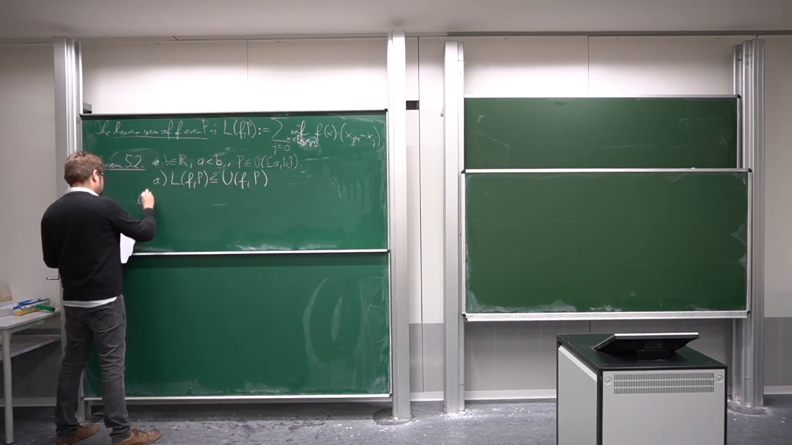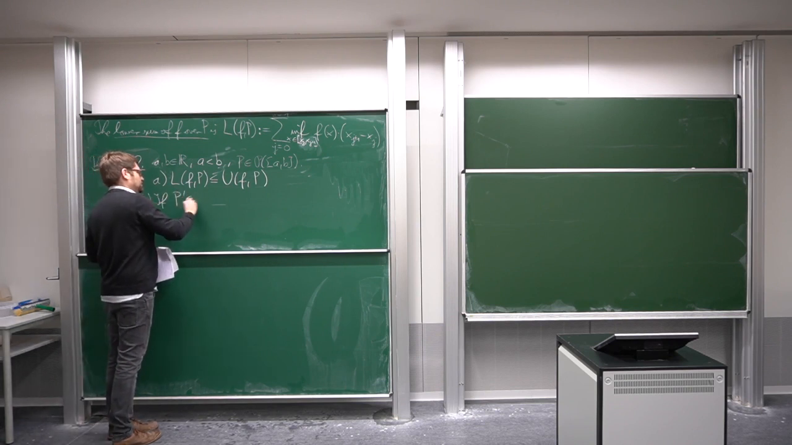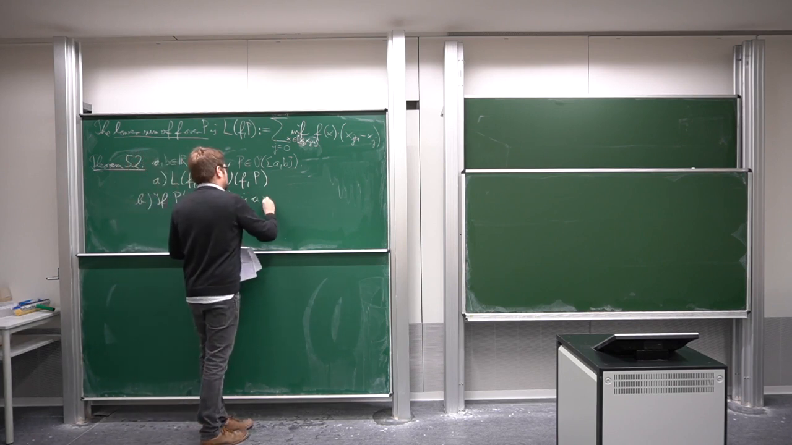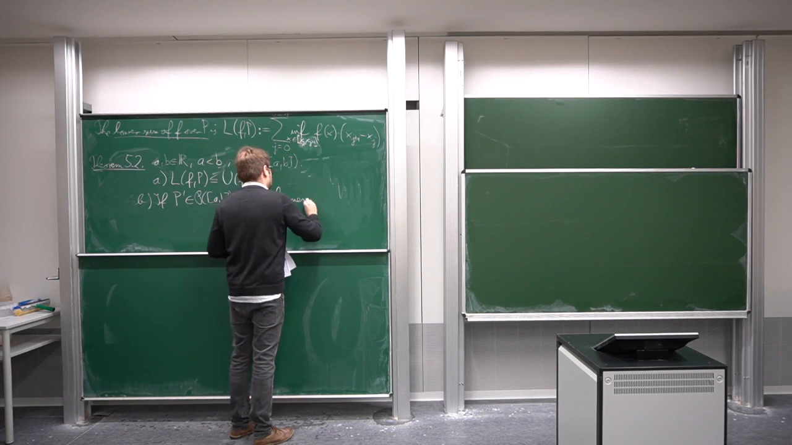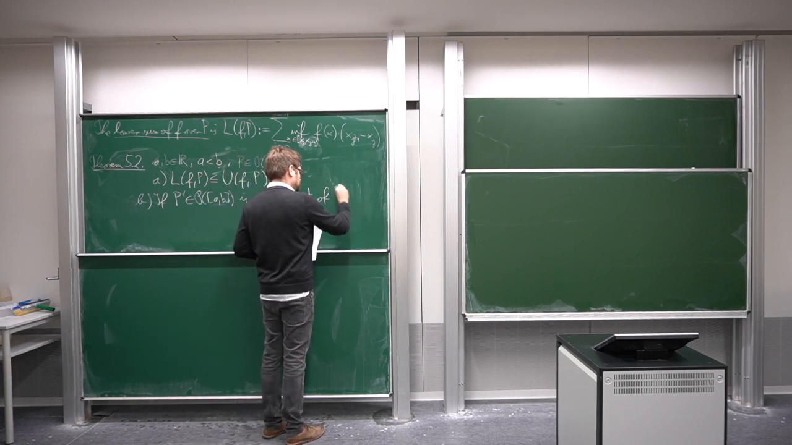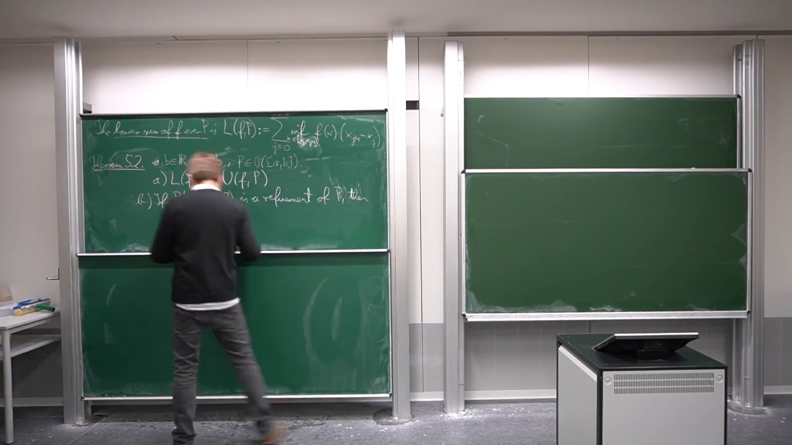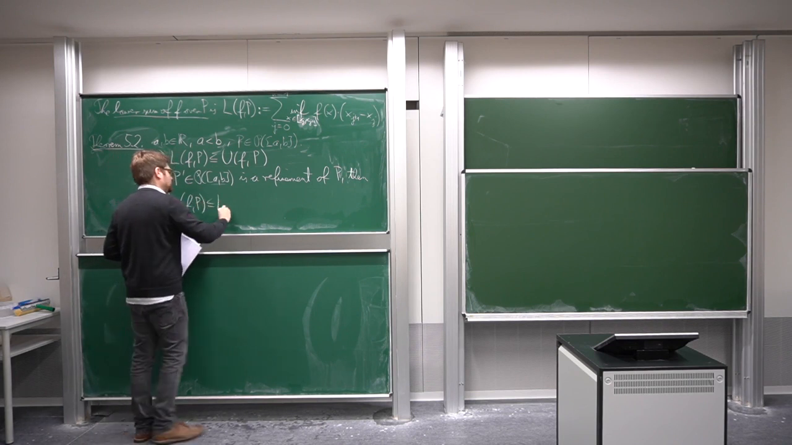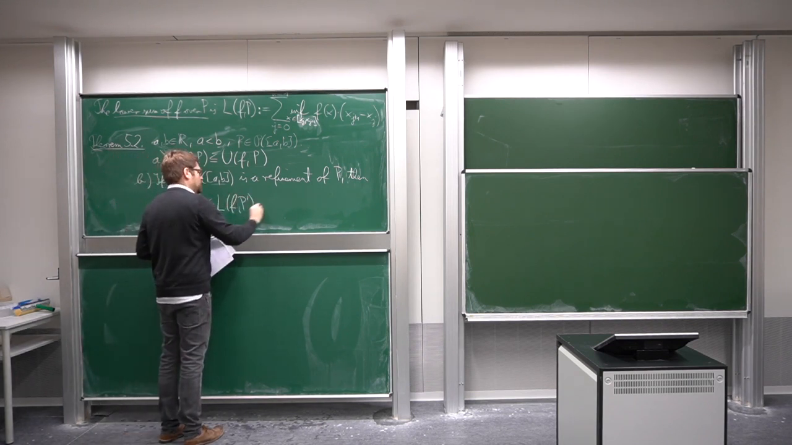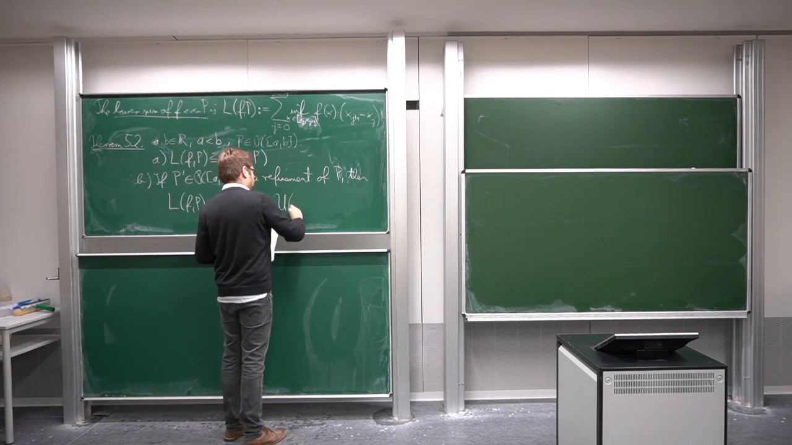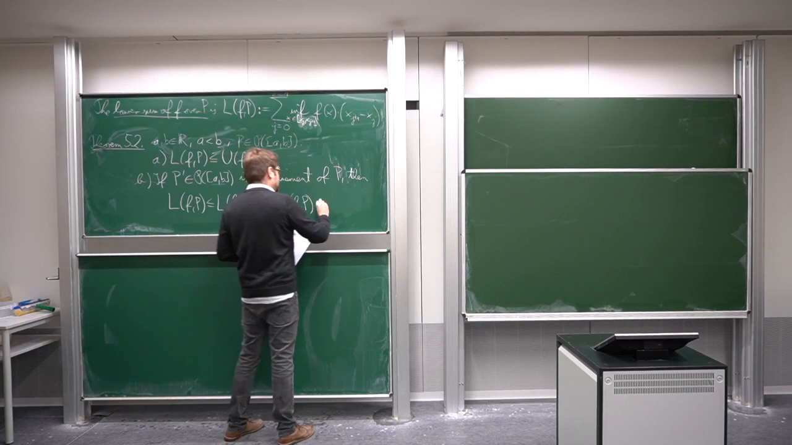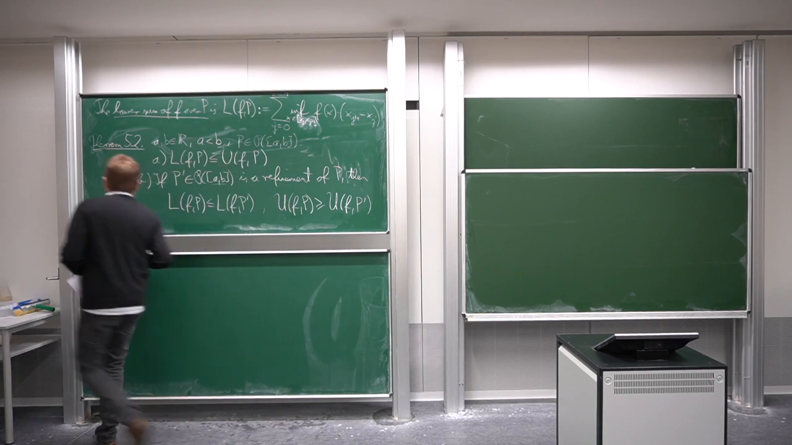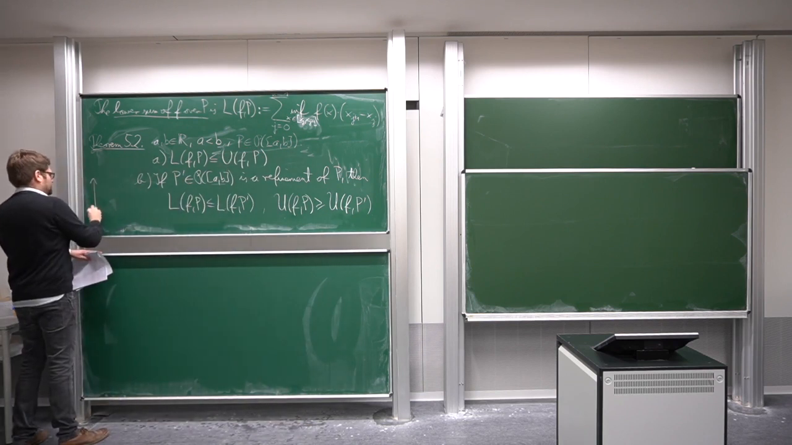And b, this is more interesting now: if there's a second partition P prime that is a refinement of P, then the lower sum of f over P is smaller than or equal to the lower sum of f over P prime. And for the upper sums, it's precisely the other way around. The upper sum of f over P is bigger than or equal to the upper sum of f over P prime.